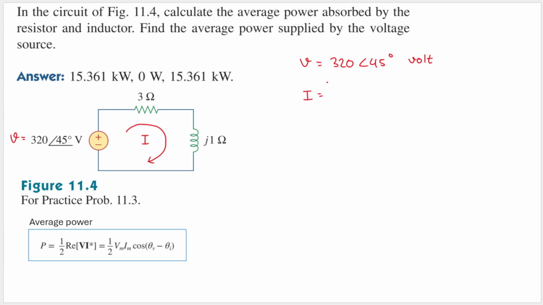I is equal to V divided by Z. Okay, what is V? V is 320, and then the angle is 45 degrees. And that is divided by 3, and that is in series with this J1. So we'll have this one. So we can calculate I from this fraction here.